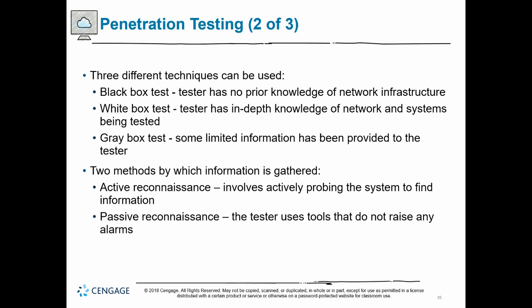So there are two methods of gathering information: active and passive reconnaissance. Active reconnaissance involves actively probing the system to find information. Passive, testers use tools that do not raise any alarms. It's kind of like passive scanning. You try to hide. You try to make as little noise as possible, and you don't interact.